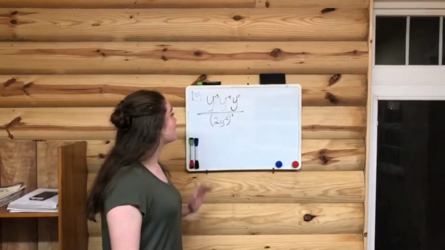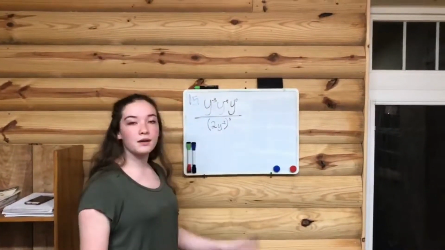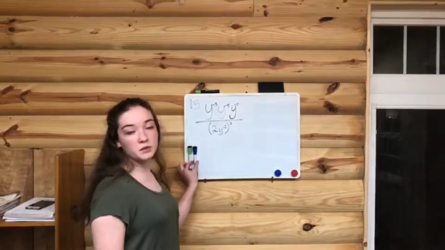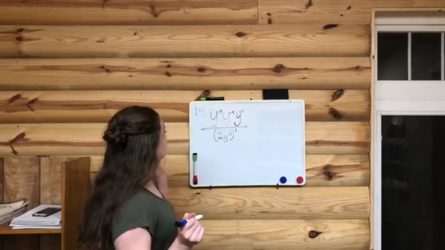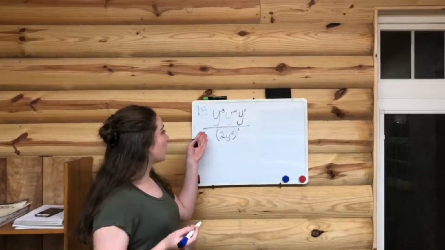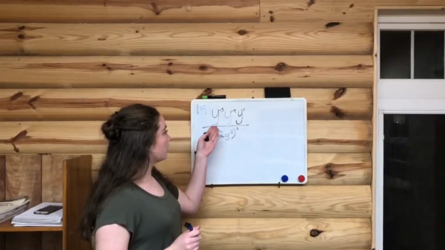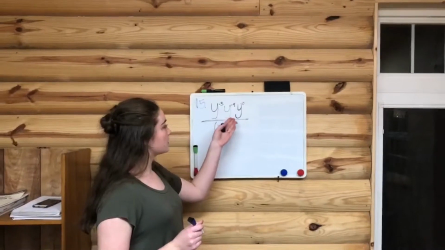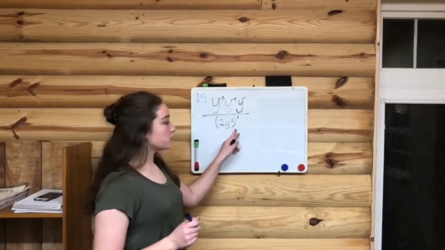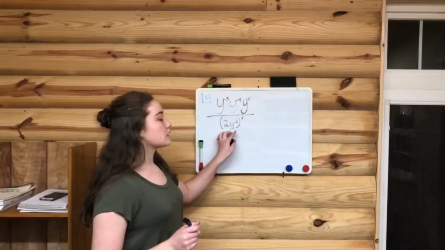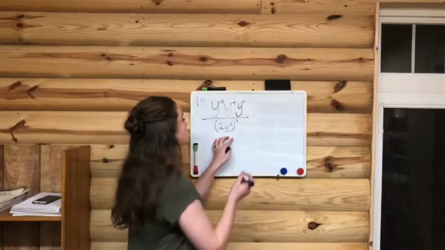Hi guys, today I'm going to show you how to work problem number 15 and problem number 22 from the college algebra video assignment. So this is problem number 15. You have y to the negative 3, y to the negative 4, y to the 0, all over the quantity 2y to the negative 2 cubed.